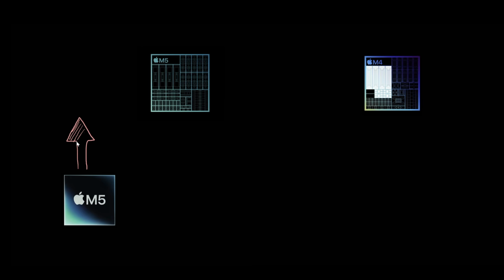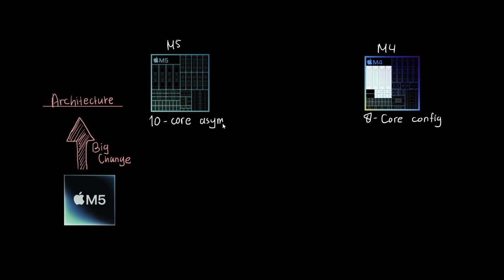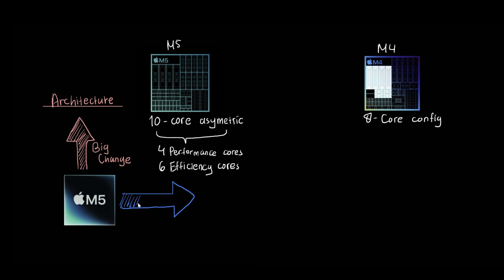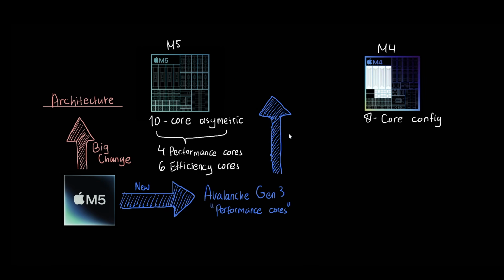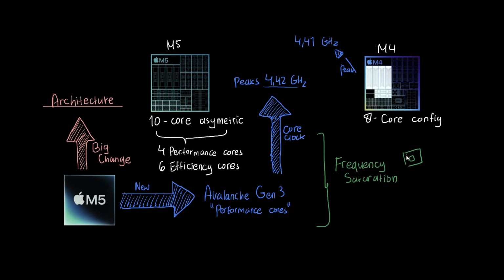A big change Apple made in the M5 chip is in the architecture. While the previous M4 utilized an 8-core configuration, the new M5 consists of a 10-core design with an asymmetric distribution of 4 performance cores and 6 efficiency cores. With the M5 launch, Apple introduced their new Avalanche Gen 3 performance cores. The core clock peaks at 4.42 GHz, a negligible increase over the M4's 4.41 GHz. This indicates that the architecture has hit frequency saturation within the 3nm thermal envelope. Pushing the frequency higher would result in exponential power draw.